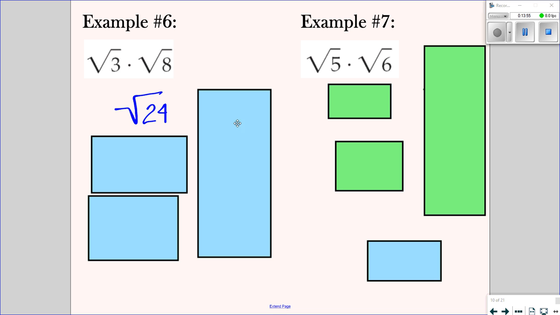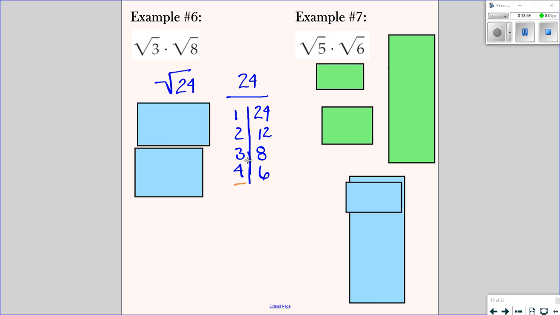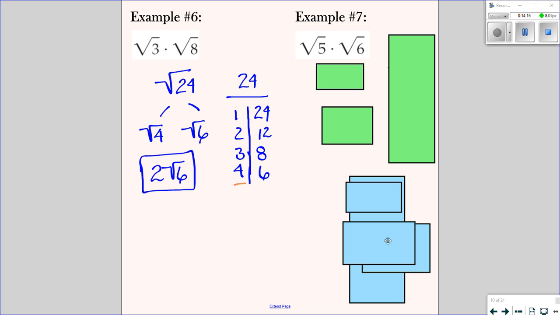So now you do the same thing. 24, you break it down to its factors. Find the one, one of the factors that will give you a perfect square. 4. So then 4 with 6. So you're going to break 24 into square root of 4 and square root of 6. Square root of 4 gives you 2. Square root of 6, even though it's a composite number, can be broken into 2 and 3, but you can't go any further. So you just leave 6 underneath the radical. And then we get 2 radical 6.